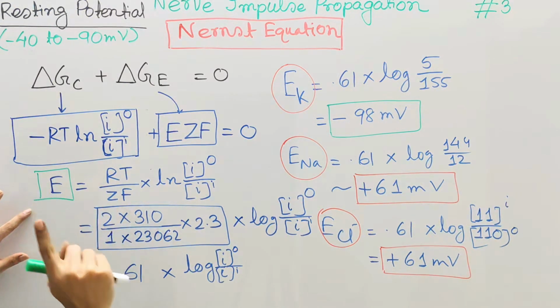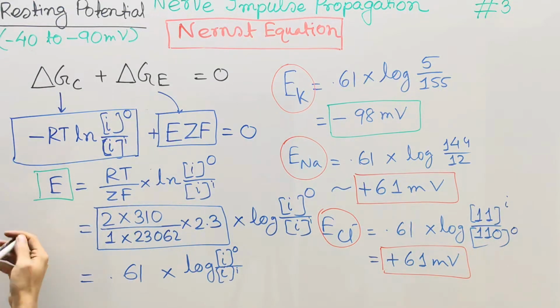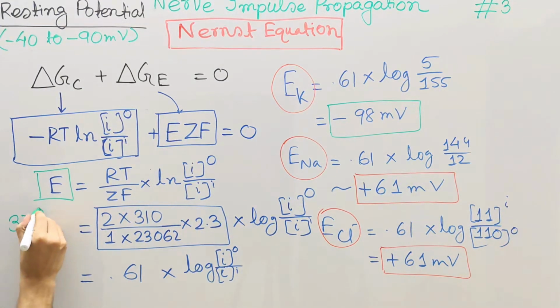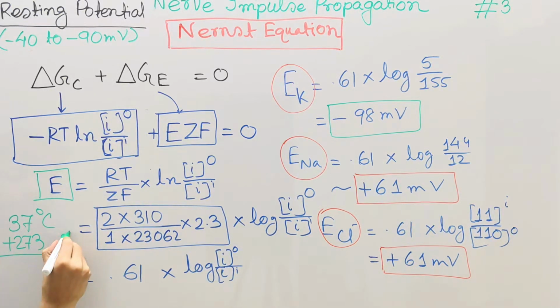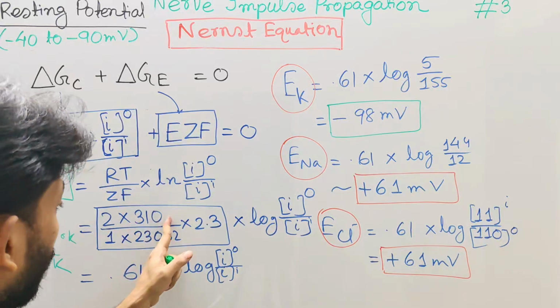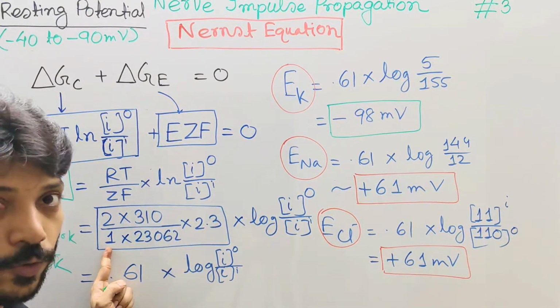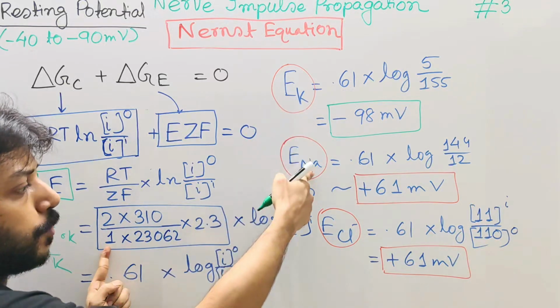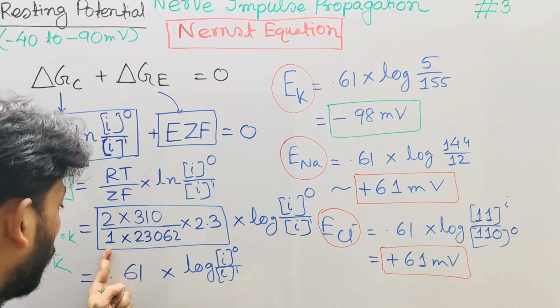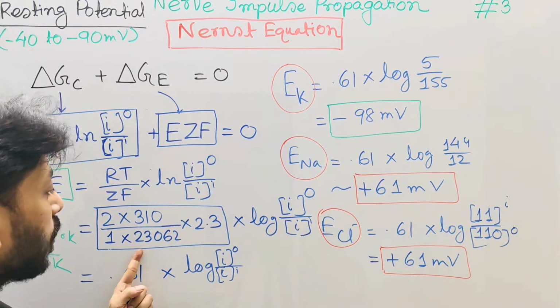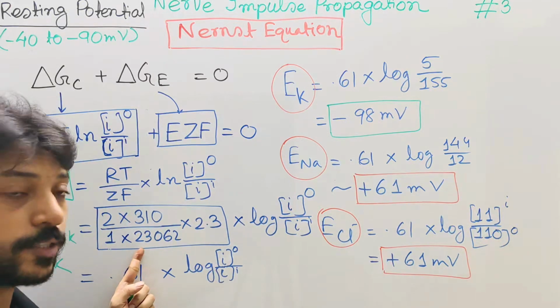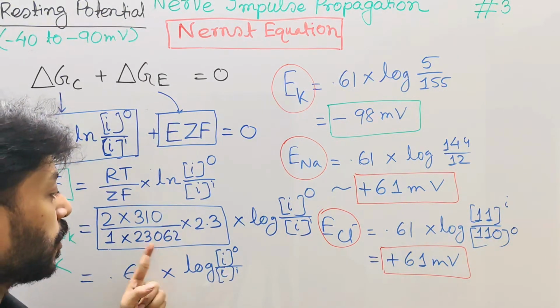Now R is the gas constant, the value is 2. T is the absolute temperature. At 37 degrees centigrade, body temperature, which I am taking here, we have to add 273 to get degrees Kelvin. So it is 310 degrees Kelvin. So I have written 310 here, and 1 is the valency of the ions, because I have taken the example of potassium, sodium and chlorine, so it is positive 1 or 1 only, and the Faraday constant is 2362.